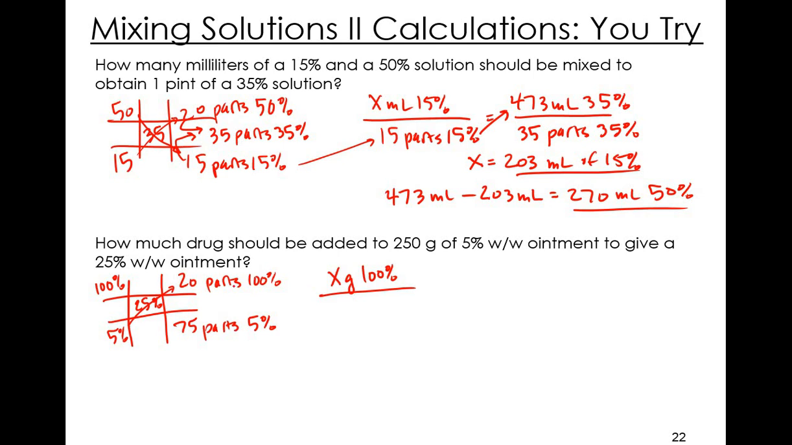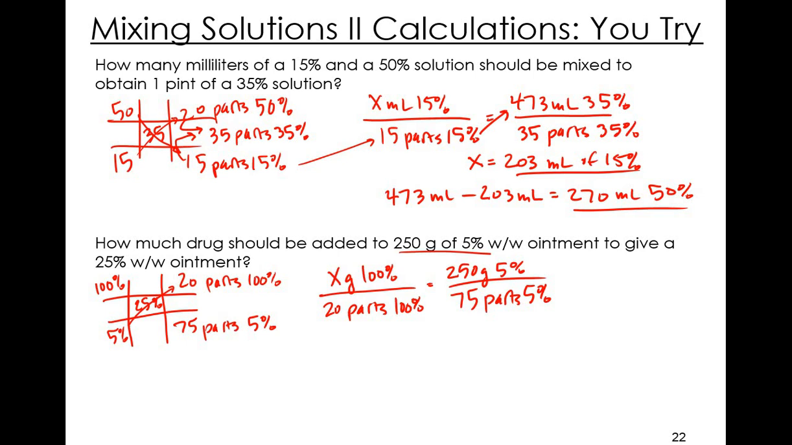We'll pair that up with the number of parts we calculated. 20 parts should be 100%. And we are given a quantity. We're given the quantity of 5%. So we'll put that in. 250 grams, 5%, and the number of parts of 5%. So 75 parts, 5%.